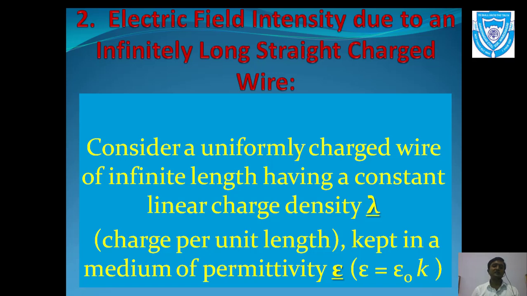Now we will consider the second application of Gauss law: electric field intensity due to an infinitely long straight charged wire. The explanation for the diagram is, consider a uniformly charged wire of infinite length having a constant linear charge density lambda, kept in a medium of permittivity epsilon.